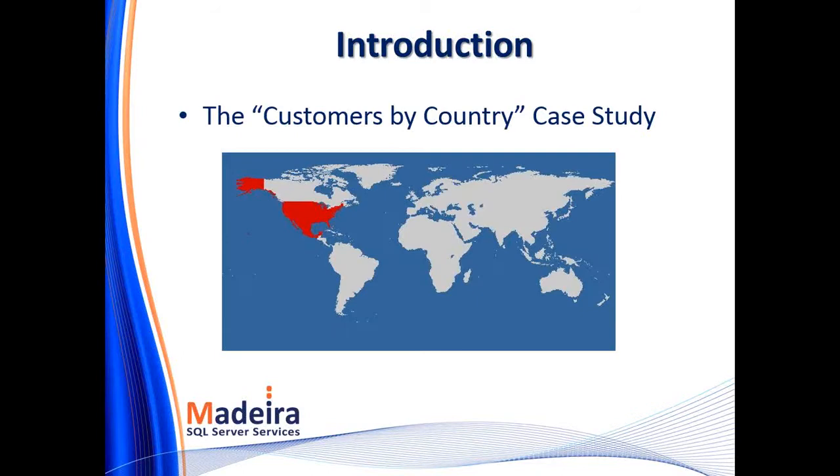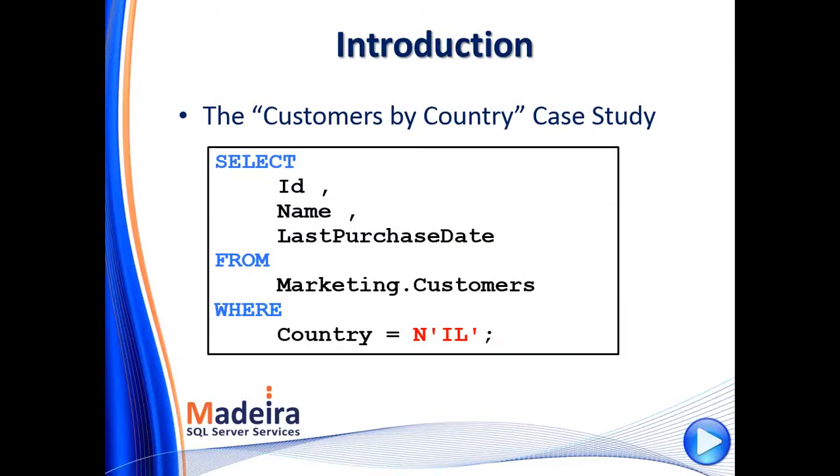I'm going to use a case study. I call it the customers by country case study. This is a very simple query, and I'm going to use it throughout the presentation today. Just select from Marketing.Customers where country equals some country, in this case Israel, my country. I just want to see a list of all the customers in a specific country. That's all I do. We have a country column, whose data type is nchar(2).